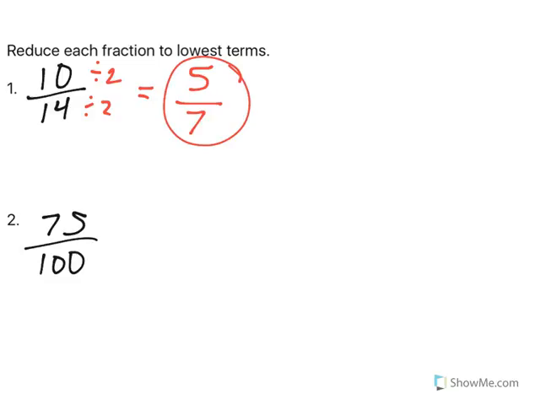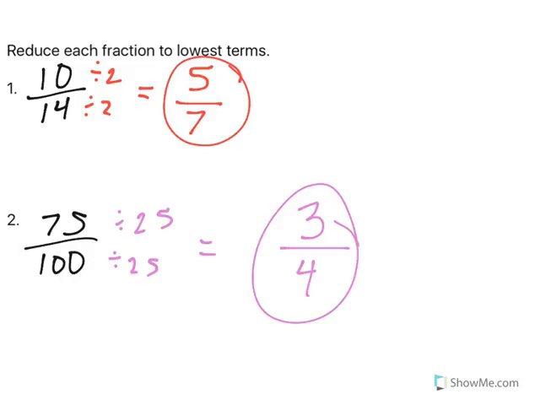In number 2, 75 and 100. Right here I think of cents, right? 100 cents is $1, 75 cents. I then think of, hey, I can take out a quarter out of each of those, or 25. 75 divided by 25 is 3. 100 divided by 25 is 4. If you didn't see 25 right away, 75 ends in 5, 100 ends in 0. If something ends in 5 or 0, it's divisible by 5. So you could have also started with 5 and worked from there.